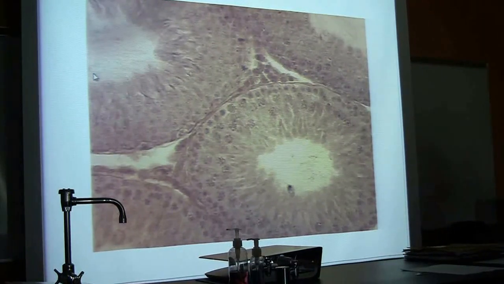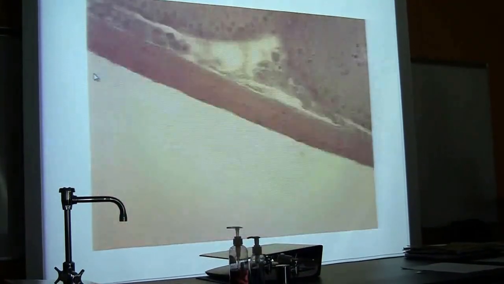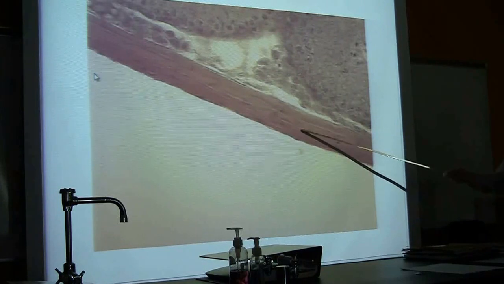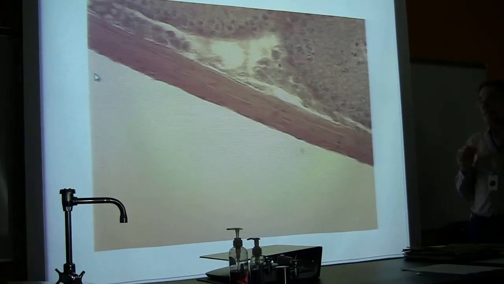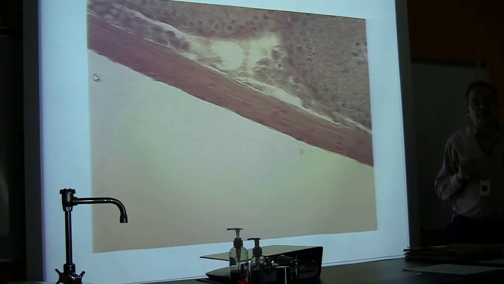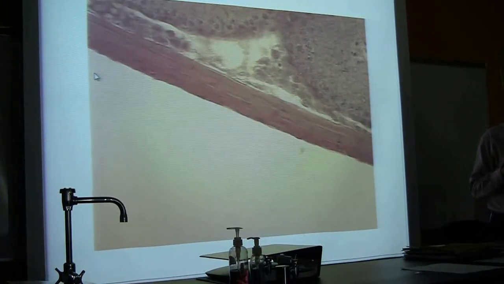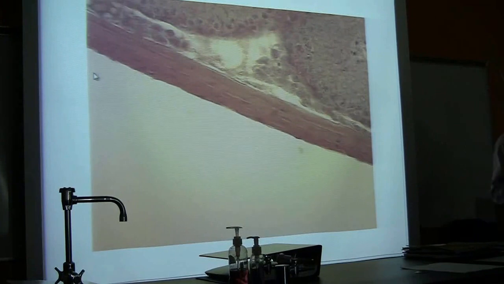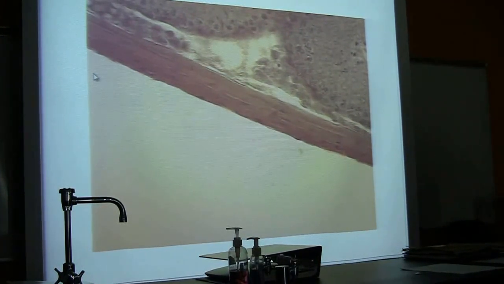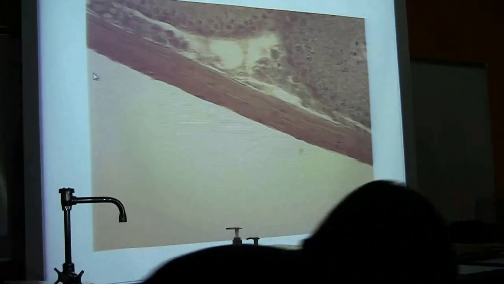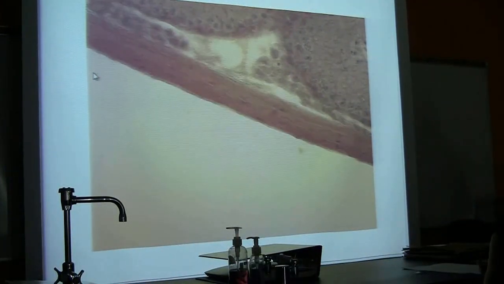Something else you're going to see on this is the capsule. This connective tissue membrane that surrounds the organ has a fancy name. It's called the tunica albuginea. The tunica albuginea. It's also in here. And under testes, you can see tunica albuginea. Okay.